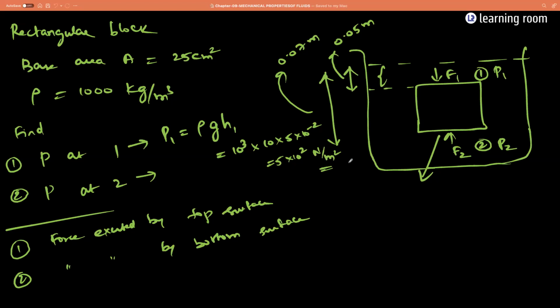What is going to be the pressure at 2? Use the same logic and tell me. Don't go with the formula. See, 0.05 is replaced with 0.07. So what will be the answer? Instead of the 5 into 10 power 2, what will the answer be here? 7 into 10 power 2.